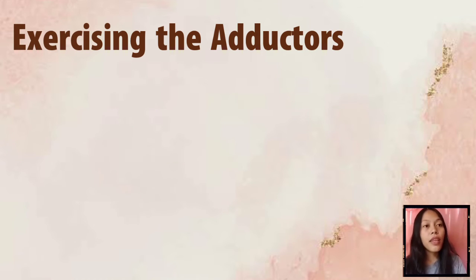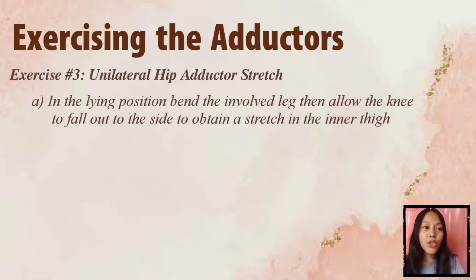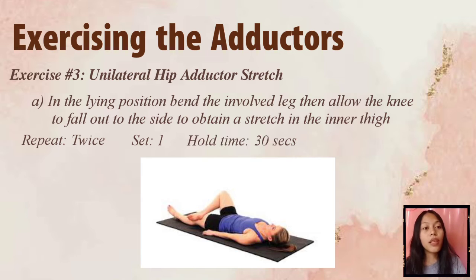Third exercise for adductor is unilateral hip adductor stretch. In the lying position, bend the involved leg, then allow the knee to fall out to the side to obtain a stretch in the inner thigh. Repeat it at least 2 times, have one set and hold it. Holding time is 30 seconds and have at least 2 sessions per day.